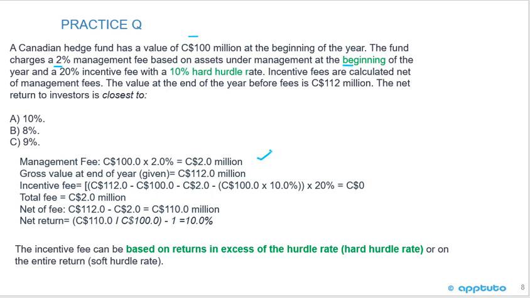100 million Canadian times 2% equals the 2 million. Then they're always giving you the gross value at the end of the year. That's given as 112 million. So you can calculate the return net of fees first of all. It's going to be the 112 million net of management fees minus the 2 million management fee, and that's going to be 110 million, divided by the 100 million at the beginning of the year.